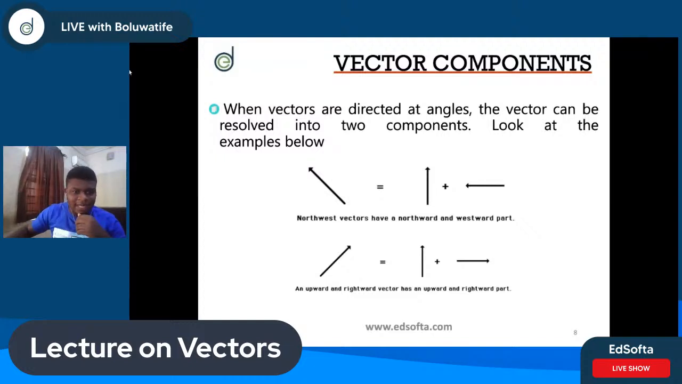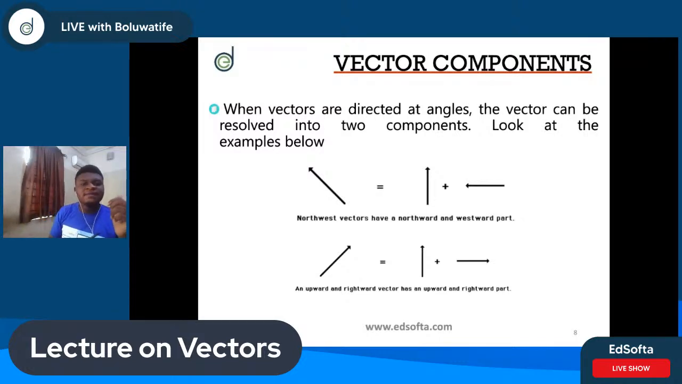We can have something like this. We can have a straight line, maybe pointing in the northward direction, or in the eastward, westward, or southward direction. So those are the four cardinal points. They are just straight.